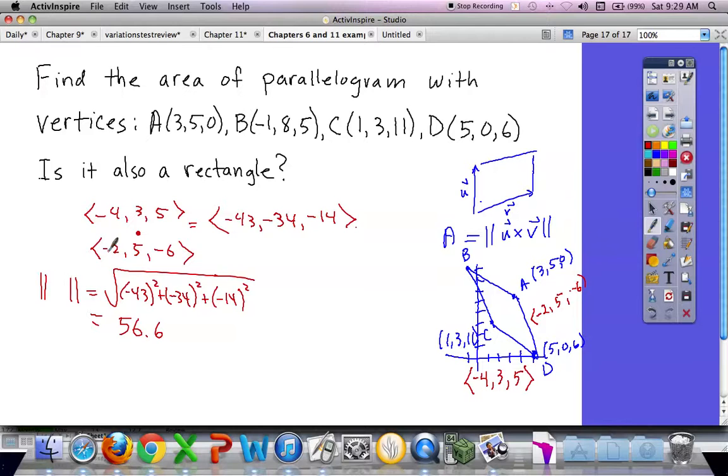-4 times -2 is 8. 3 times 5 is 15. And 5 times -6 is -30. So that's 23 minus 30, which is -7. So is it a rectangle? No, because if it was, the dot product would have been 0, and that would have meant the angle is 90.